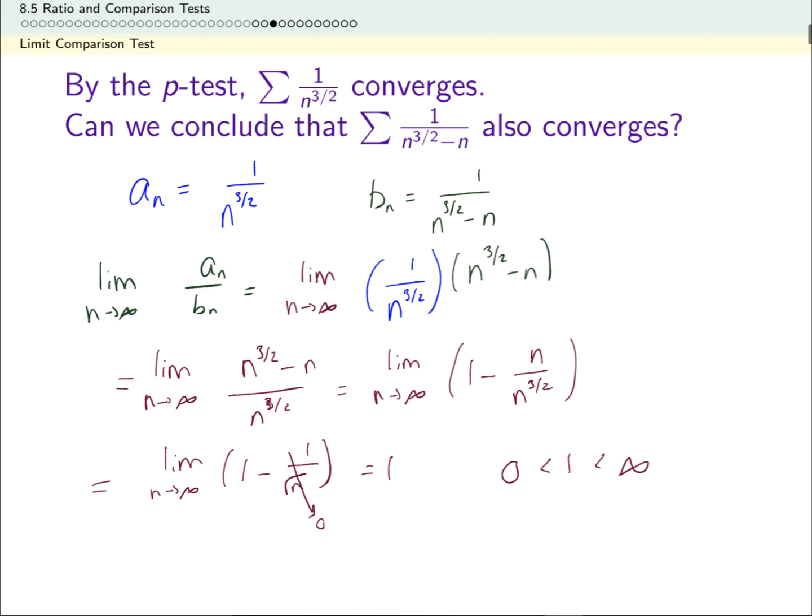So what does this tell us? Well, it tells us that as n gets real big, a sub n divided by b sub n looks like 1, so a sub n looks a lot like b sub n. So the series do the same thing. So by the limit comparison test, my mystery series converges as well.